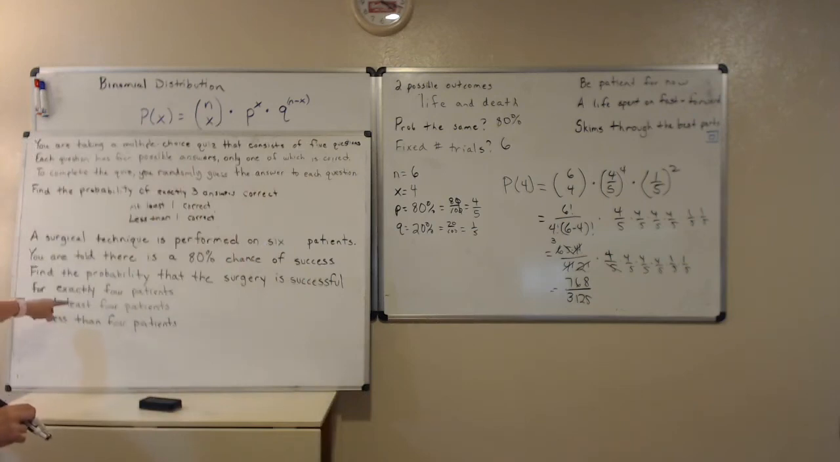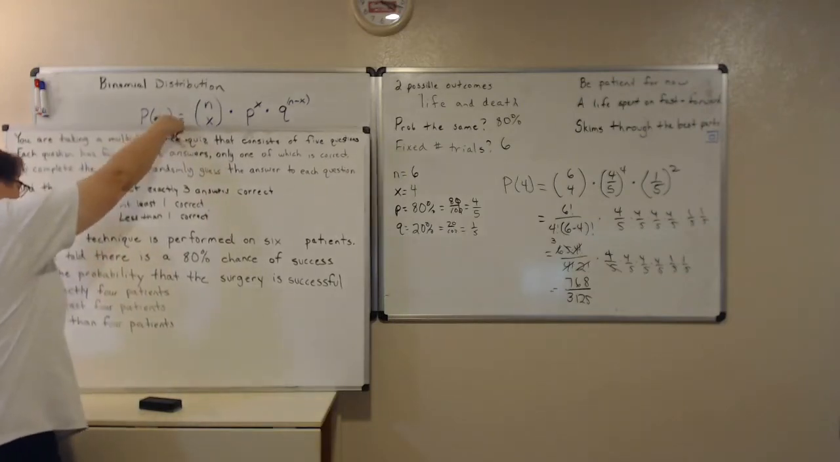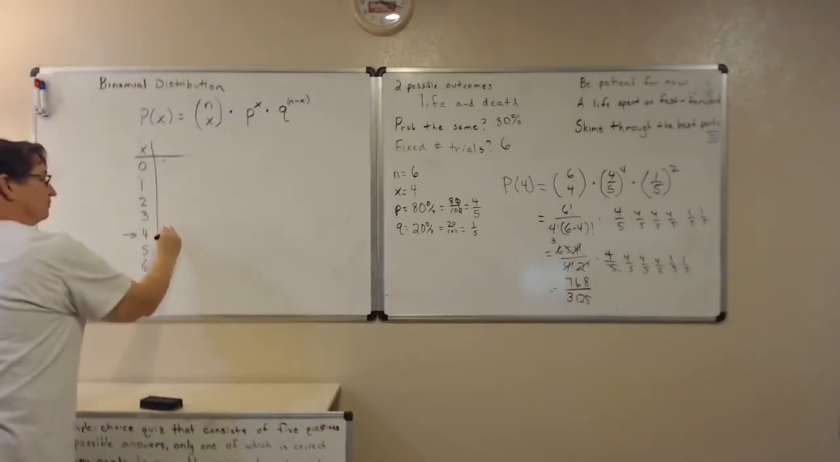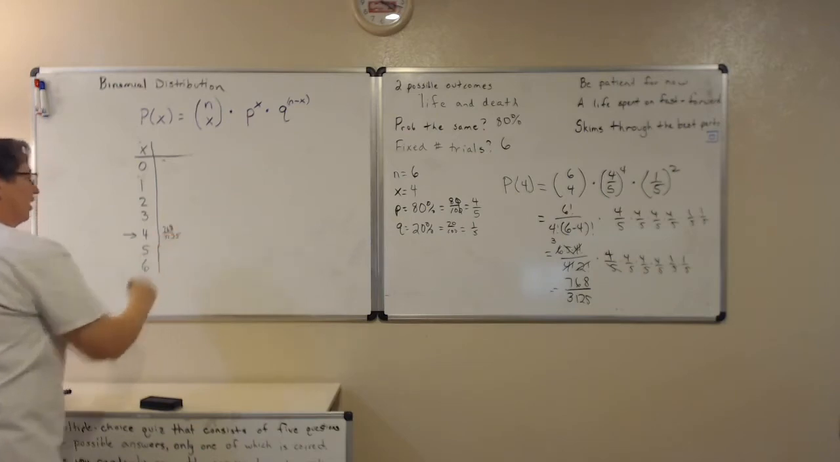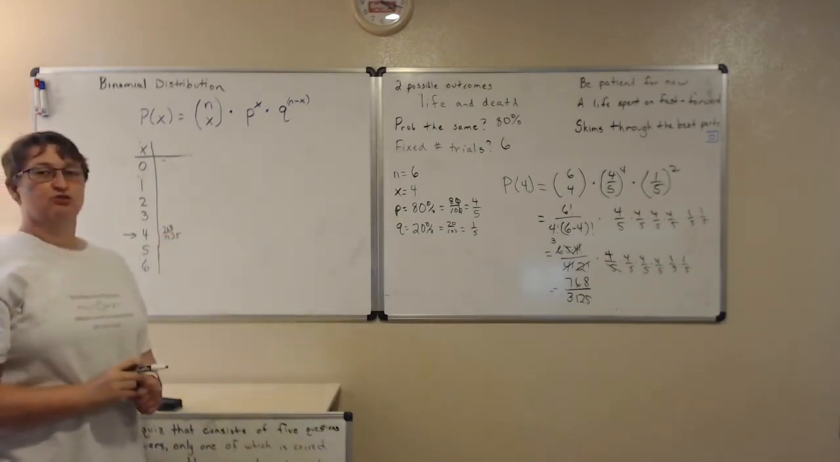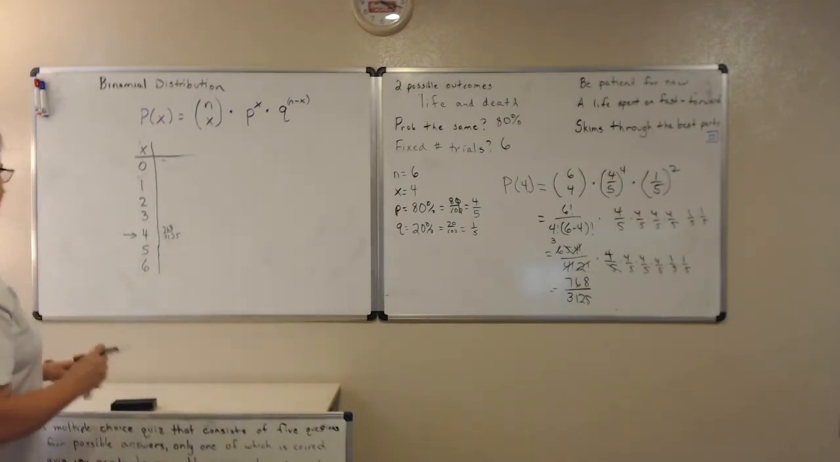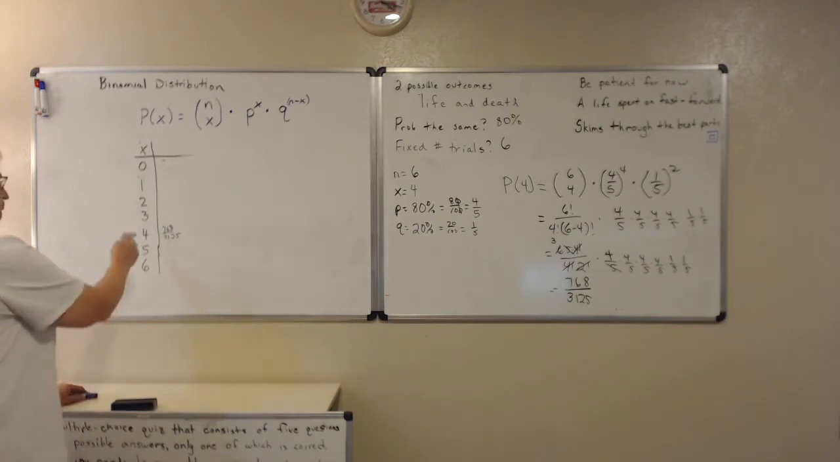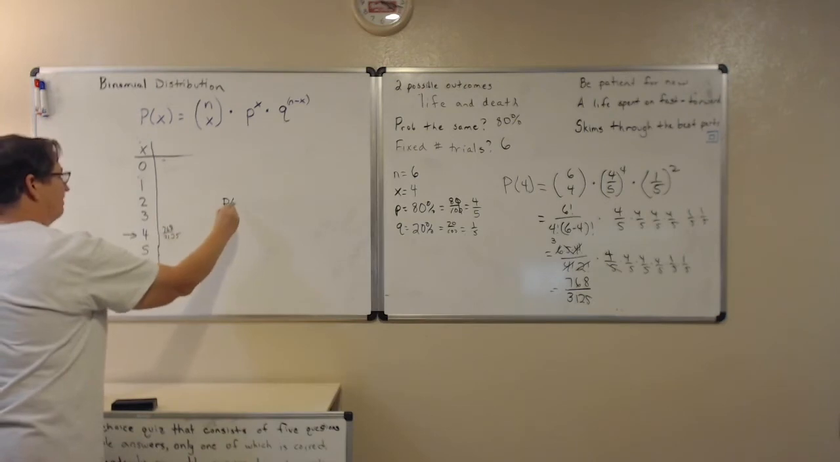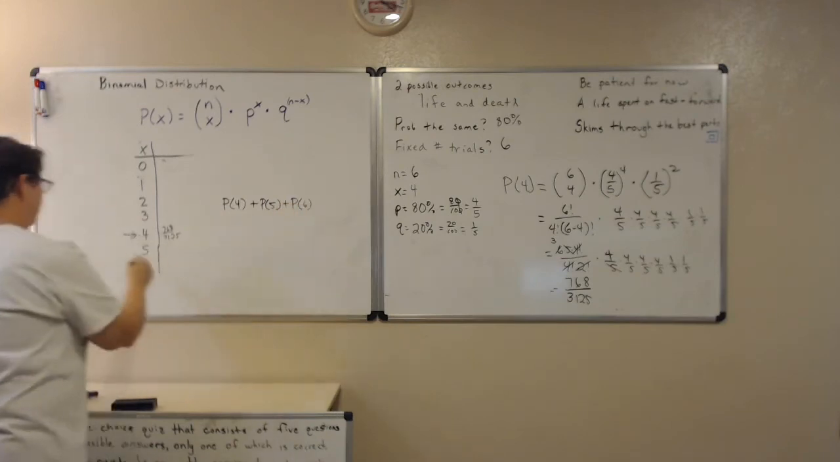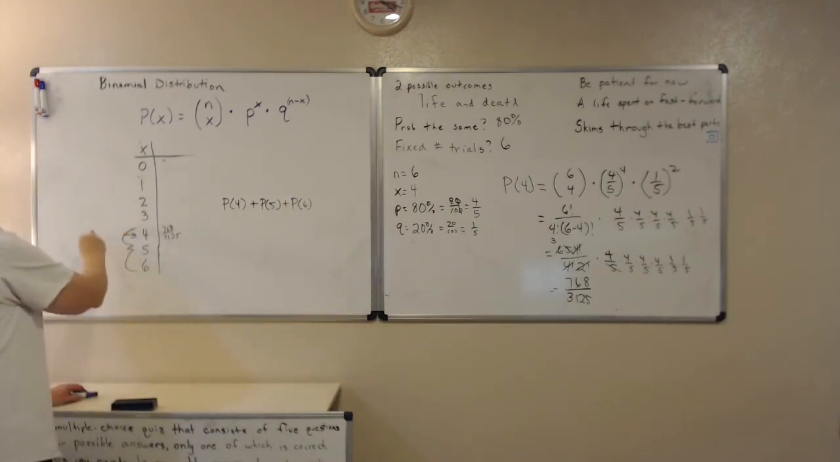Now, I want to know what's the probability of at least 4 patients. So let's go back and look again at this. We found the probability of 4 patients. But what about if I wanted the probability of at least 4 patients? So in other words, which ones am I doing here? At least 4 means that I'm going to do a 4 or a 5 or a 6. So all of these are at least 4.